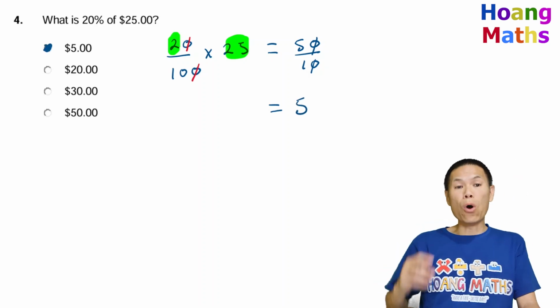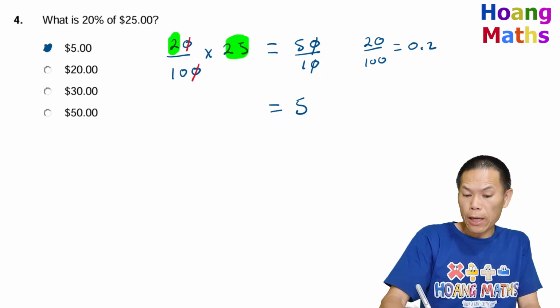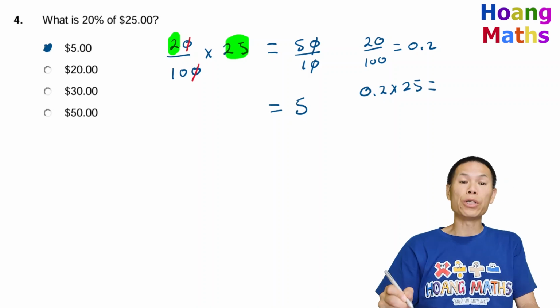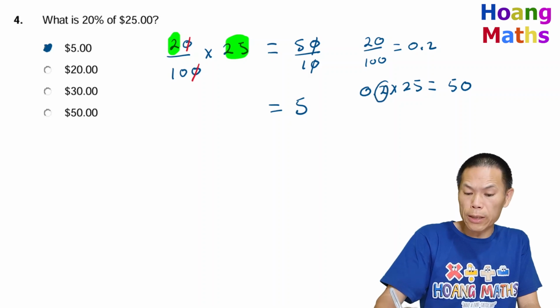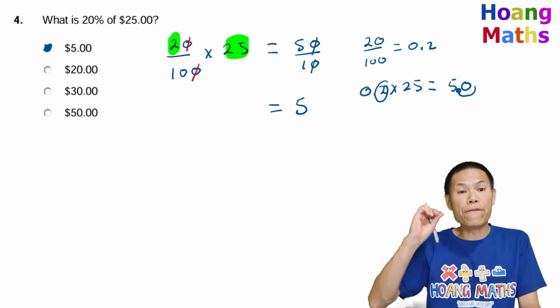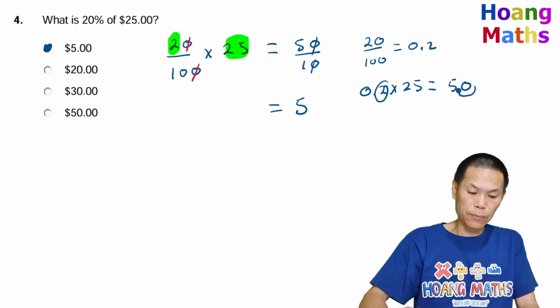So there you go. Or you can do 20%. It means 0.2. So you can say 0.2 times 25 if you wish. So 2 times 25 is 50. But then we have one number after the decimal point. So therefore we have one number after the decimal point. So it's here. So 5.0. So that is $5. So the answer is $5.